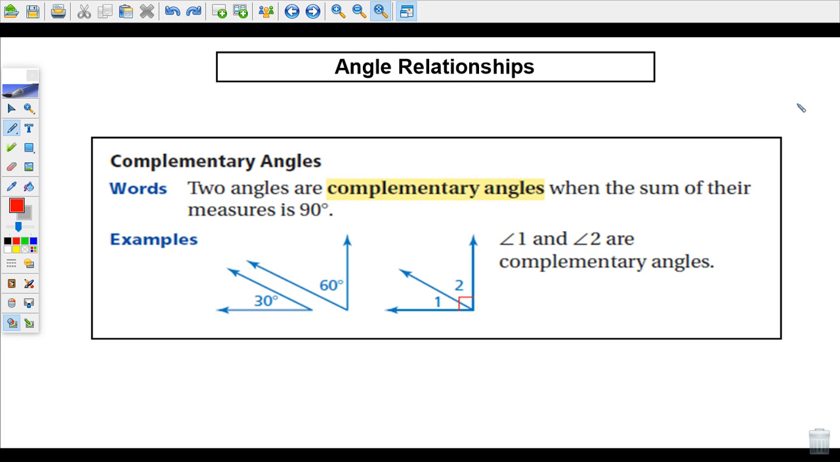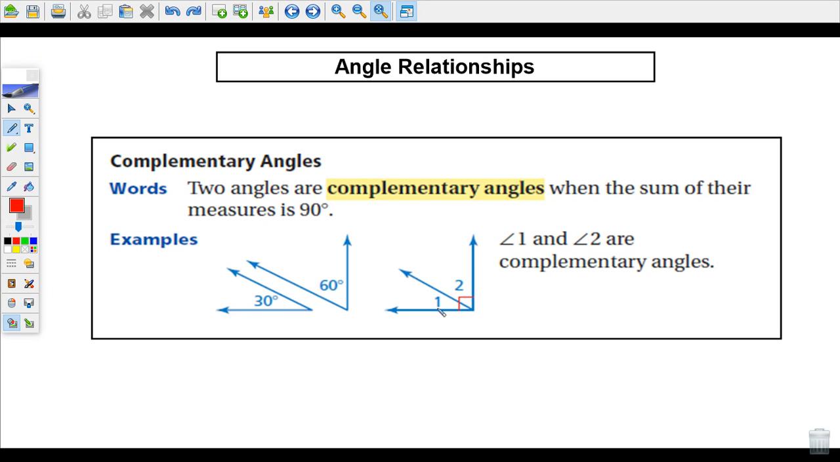Hi students, we're going to talk about two more angle relationships today. The first of those is complementary angles. This is a type of adjacent angle because they are adjacent, they're next door to each other. Complementary angles are when the sum of these two angles measures 90 degrees. So as you can see down here, 30 plus 60, that's 90.